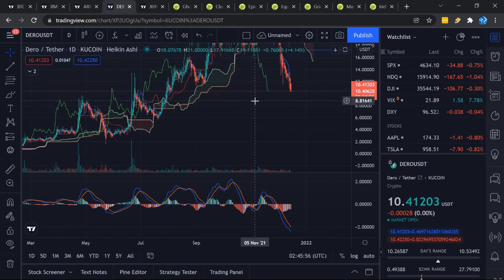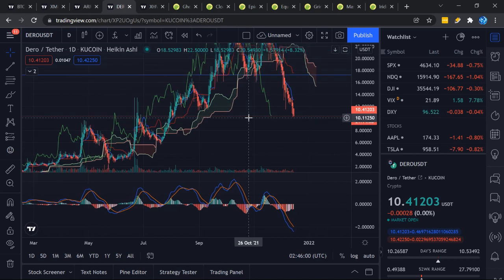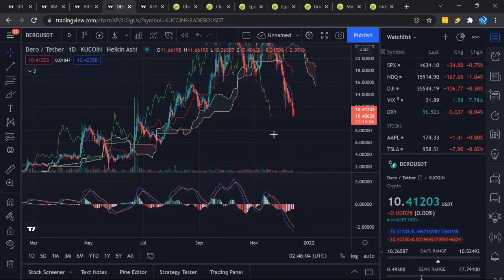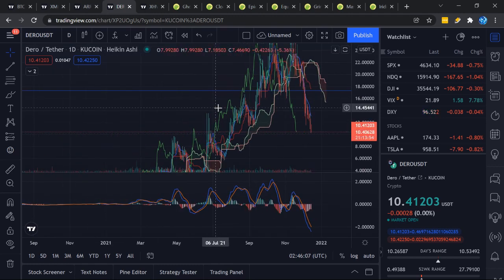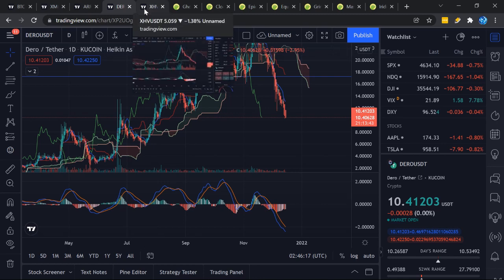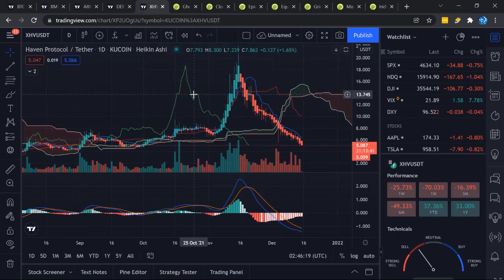We saw Pirate Chain go from $16 down to now, what is it, 80 cents. So I would expect a similar move here. So be careful with this. Don't get wiped out. Take your profits, all that. Get back in when you see a reversal here.